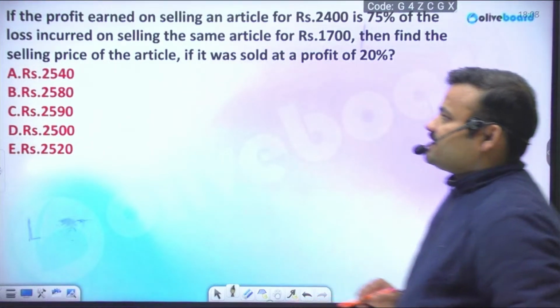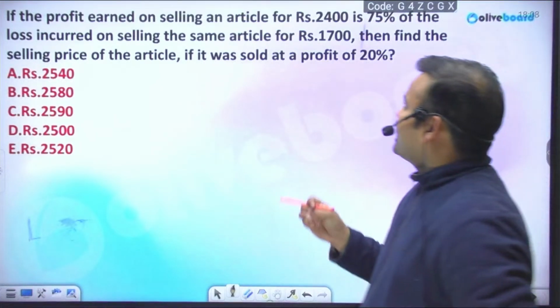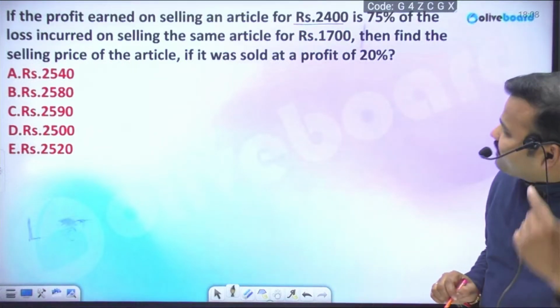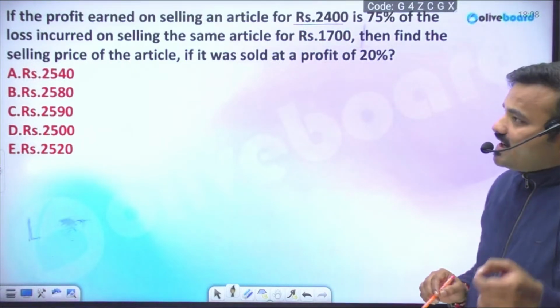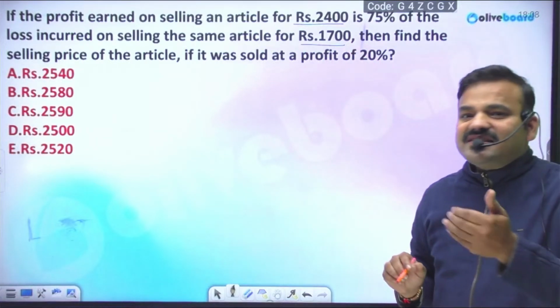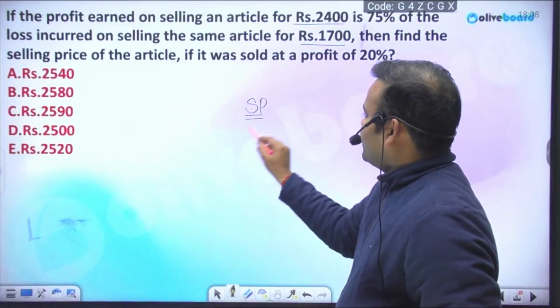This is the previous year question. Let's have a beautiful approach for this question. The profit earned on selling an article for rupees 2400 is 75% of the loss incurred on selling the same article for rupees 1700. See, I'm changing the selling price. Initially, I was selling the article for rupees 2400.